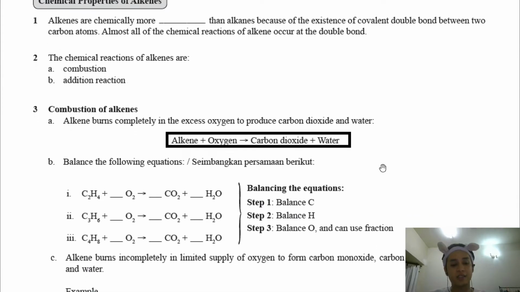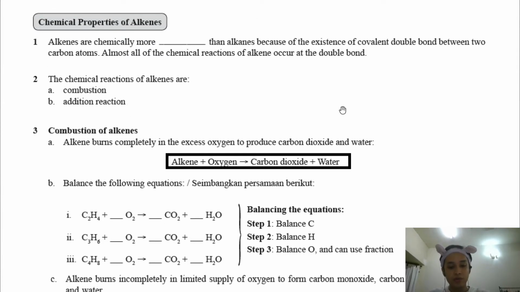Alright, so next we are going to go into the chemical properties. Technically we say that alkenes are more reactive than alkanes, and the reason why is because they have the double bond. All chemical reactions of alkene will happen at the double bond. It doesn't matter how big the structure is, you always see where the double bond is because all the chemical reactions will happen there.